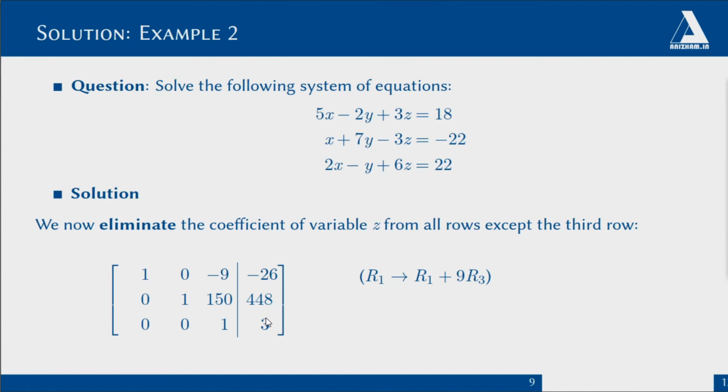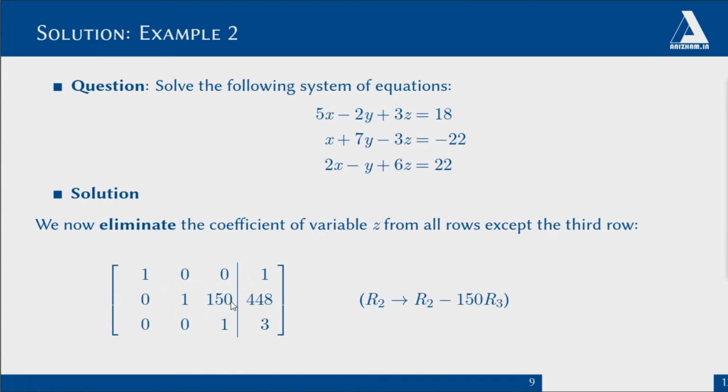Now we eliminate the coefficient of variable z from all the rows except the third row. In order to eliminate the coefficient of z from the first row, we have to add 9 times the third row to the first row. So that is R1 is replaced with R1 plus 9 times R3. So it is 1, 0, 0, 1.